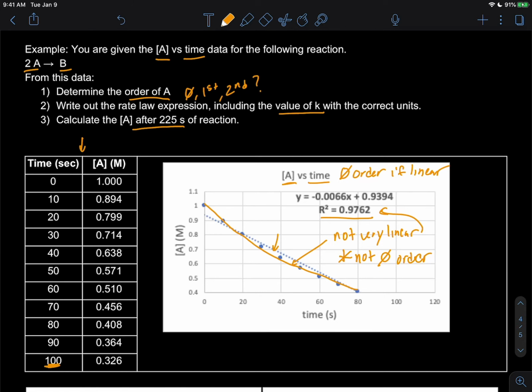Again, we graphed it, we looked at this, and we observed that it doesn't give us a linear graph for the data. If it were 0 order, this would be a constant slope. Our slope would not change because our rate would not change. So we say, okay, it's not 0 order.